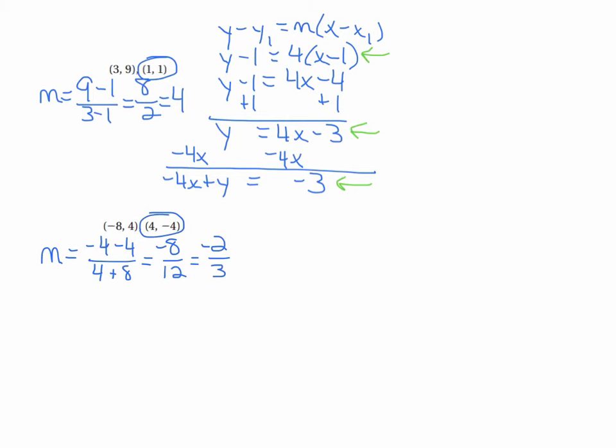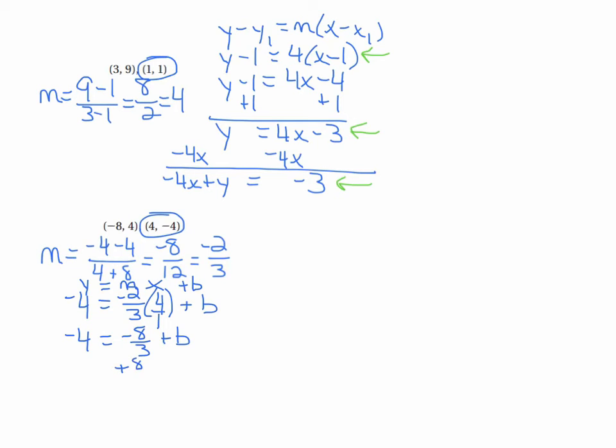Now, on this one, instead of doing point slope form, I'm going to solve for b like we did in section 2. Okay, so let's solve for b here. I'm going to pick that point I said, and I'm going to say negative 4 equals negative 2/3 times 4. I'm plugging into slope-intercept form, right? y equals mx plus b to solve for b. I get negative 4 equals, I'm going to put that 4 over 1, and I get negative 8/3 plus b.